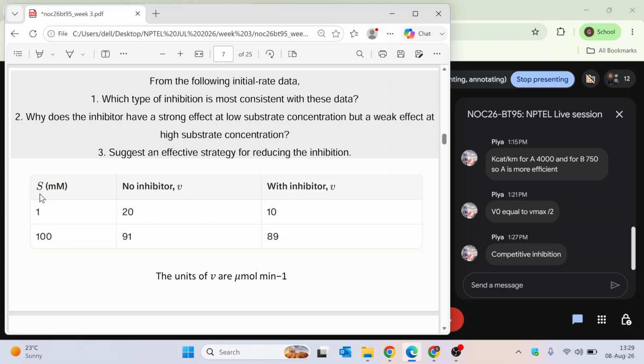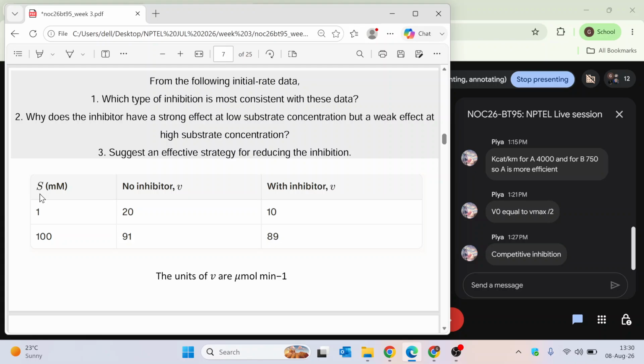So what is competitive inhibition? The inhibitor is going to directly compete with the substrate for its active site. The enzyme will have an active site in which your substrate should bind, but instead of your substrate, your inhibitor will go and bind to that site, preventing the formation of the enzyme substrate complex itself. So that is competitive inhibition.